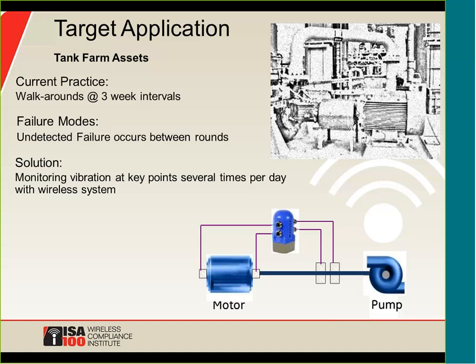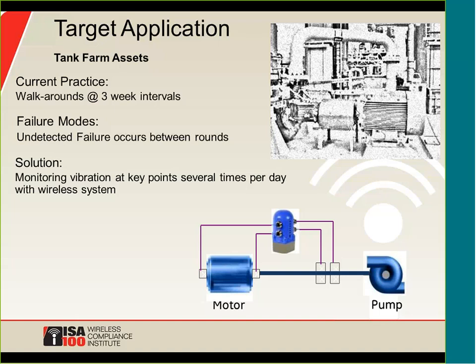And the reason that's a problem is the failure mode happens more quickly than the rate at which you're capturing data. So undetected failures can occur between rounds. Conceivably, you could go out on day 1, capture the data, and maybe a day or 2 later, the pump would actually fail. Its failure mechanism can happen that quickly.